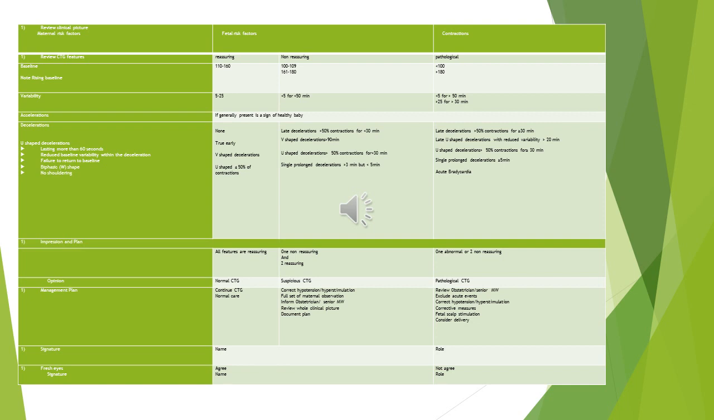So looking at the sticker will help you to make the proper interpretation and the proper classification of the CTG. Also, it will remind you of the management plan. If it is reassuring, it's continuous CTG, normal care. If suspicious, you will correct the measures and start the conservative measures. If it's pathological, you have to call for senior help and review. So we always recommend using stickers for easy and safe CTG interpretation.